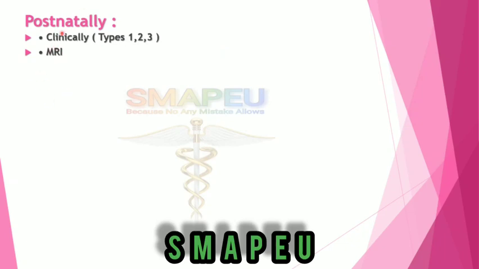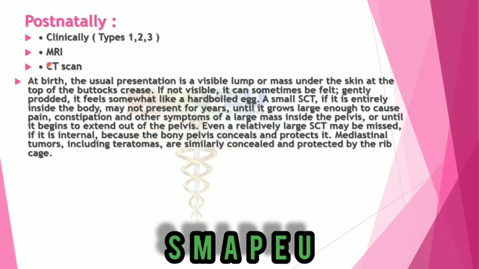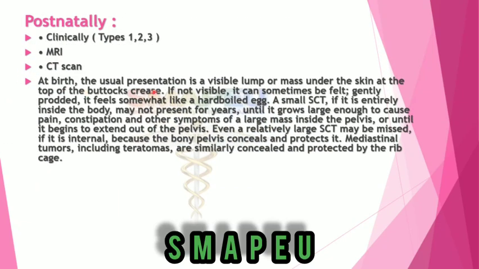We can use MRI as a precision tool to confirm the diagnosis and plan the surgery. CT scan also has the same indication as MRI, and we can use it for confirmation of solid versus cystic parts of this tumor. At birth, the usual presentation is a visible lump or mass under the skin at the top of the buttocks crease. If not visible, it can sometimes be felt and gently prodded. It feels somewhat like hard-boiled eggs.